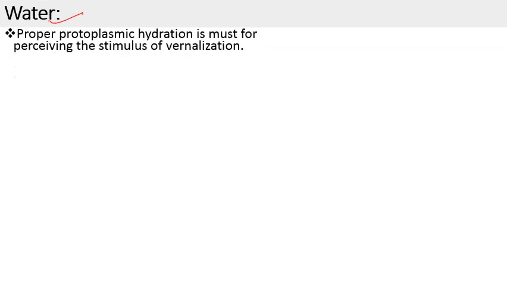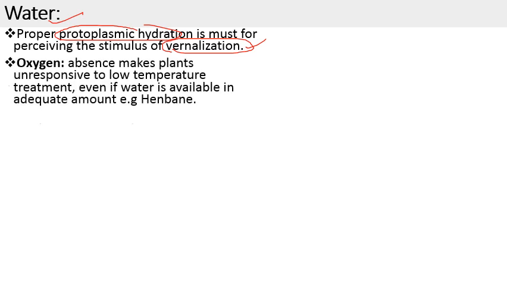Next factor is water. Proper protoplasmic hydration is a must for receiving the stimulus of vernalization. जो protoplasm है वो hydrated होना चाहिए so that the plant can perceive the stimulus of vernalization. Then oxygen is also an important requirement for vernalization. Absence of oxygen makes the plant unresponsive to low temperature treatment, even if water is available in an adequate amount. So oxygen is also an important factor to perceive the effect of cold treatment.